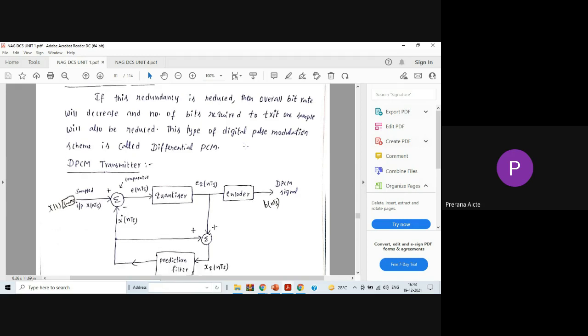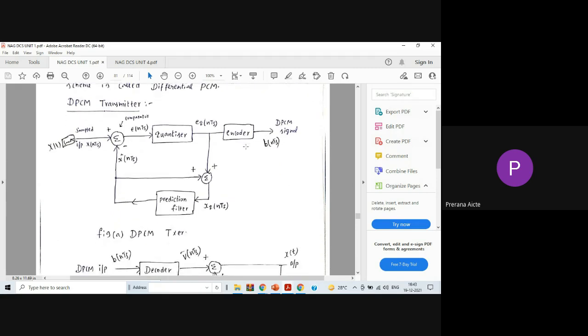Now see the DPCM transmitter. What is the DPCM transmitter? It contains a quantizer, prediction filter, encoder, and sampled signal. What does the prediction filter do? We know, right? Simply, it will predict the present sample value from the past sample and it will compare. If the error is positive, it should be increased by some step size. If the error is negative, it should be decreased by some step size.